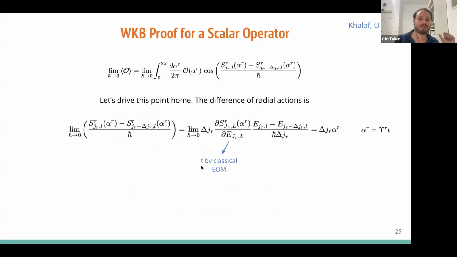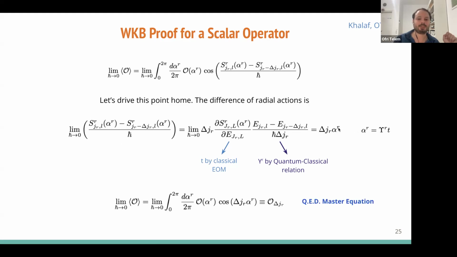So ds to the E is just time. This whole thing is just equal to the fundamental frequency. This is what I showed you a few slides earlier. So this whole difference of actions over H bar goes to just the index of the harmonic times alpha. So indeed, this just becomes the defining formula for the inverse Fourier transform, which gives you the Fourier coefficient. It's just a very simple WKB proof of the master equation. And I was kind of shocked that I have not seen it before.